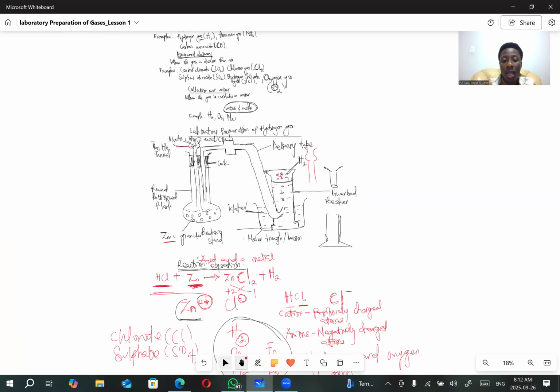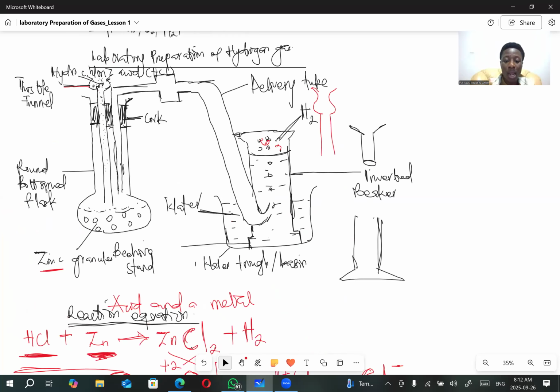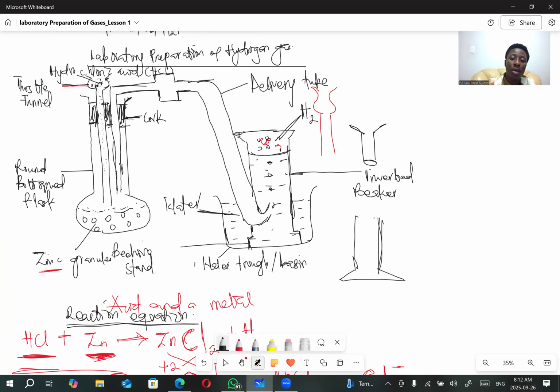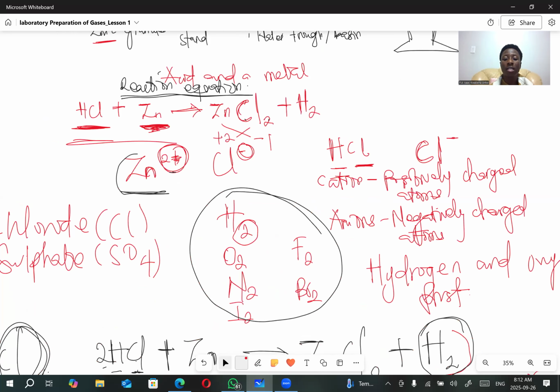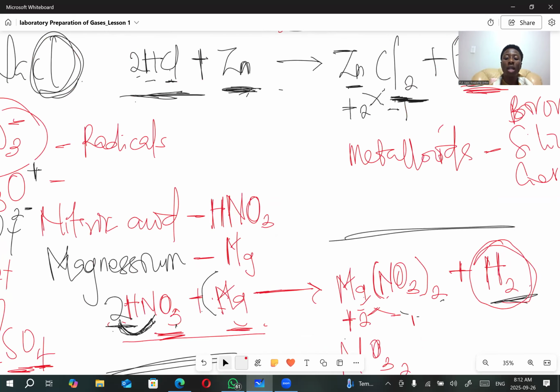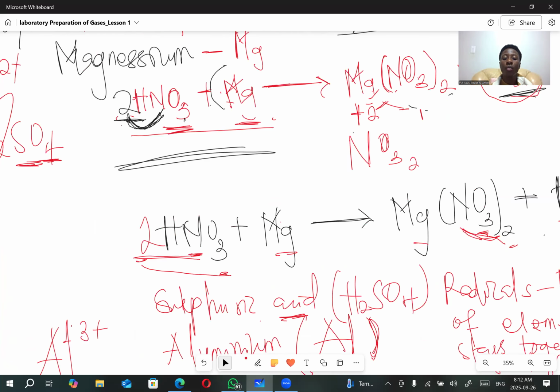Sure, the gas will be in a beaker, and the beaker is inverted. Now, how would we know that the gas is hydrogen gas? How will we know hydrogen gas? So now, that's what you do.